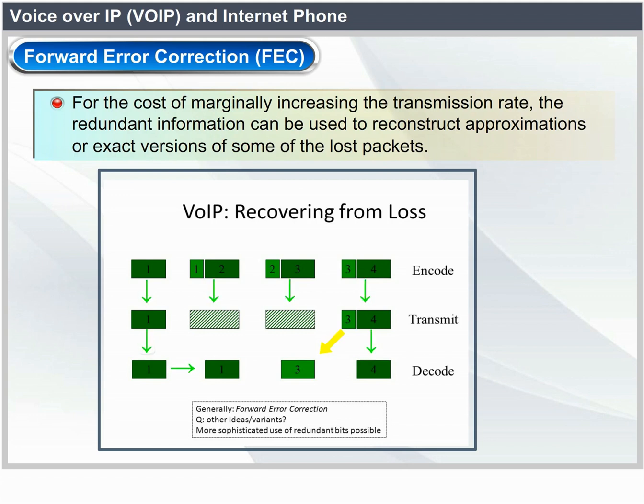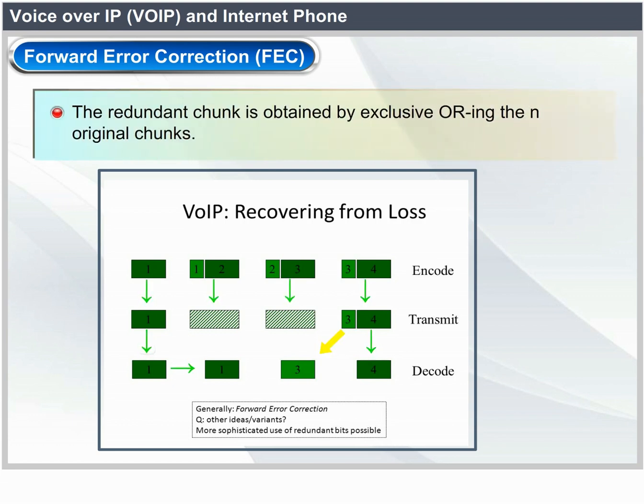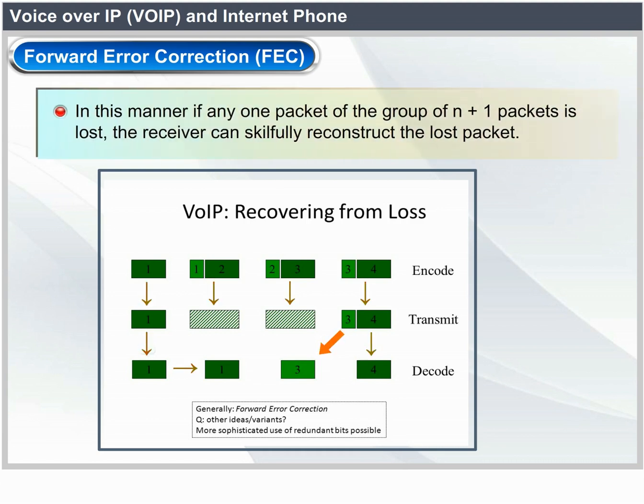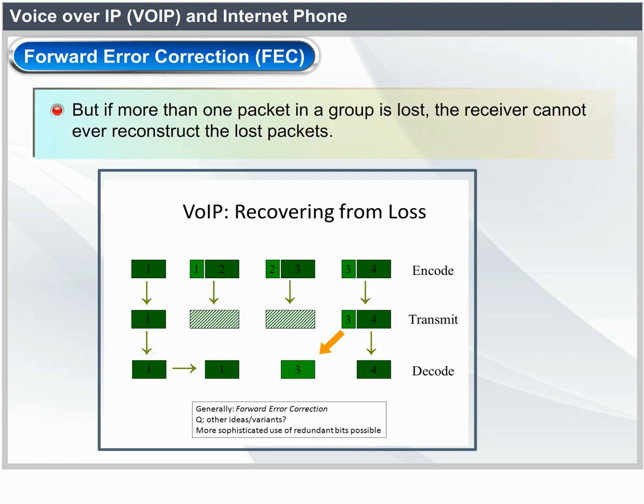The first mechanism sends a redundant encoded chunk after every n chunks. The redundant chunk is obtained by exclusive-ORing the n original chunks. In this manner, if any one packet of the group of n plus 1 packets is lost, the receiver can fully reconstruct the lost packet. But if two or more packets in a group are lost, the receiver cannot reconstruct the lost packets.